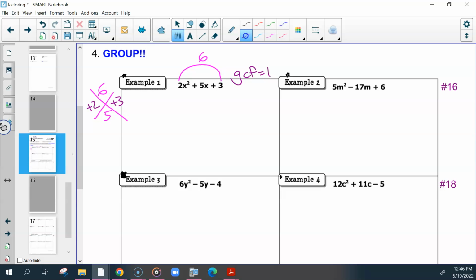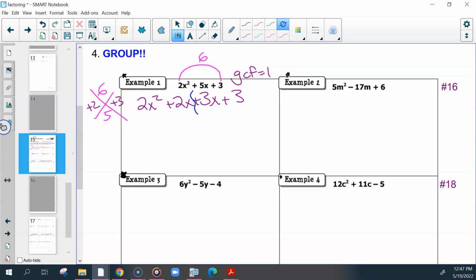Our first term, 2x squared, is going to stay the same. Then you're going to put the two numbers you just found, but with x, so you're no longer going to have the 5x. And then you're going to put the last term. That's all we're doing this for? We're not done. Okay, then we're going to split the middle.